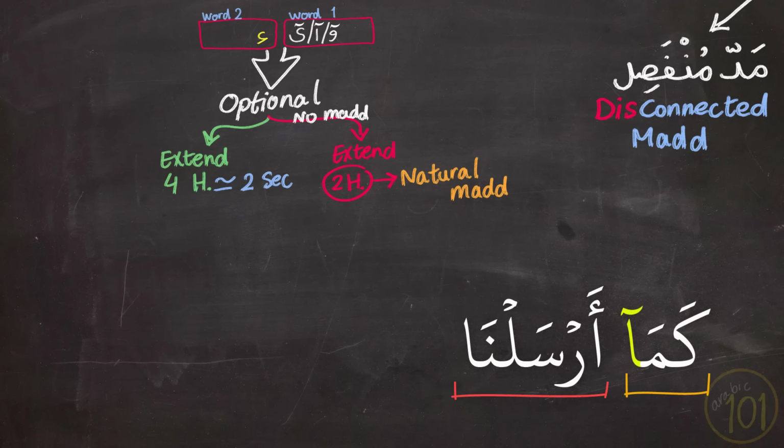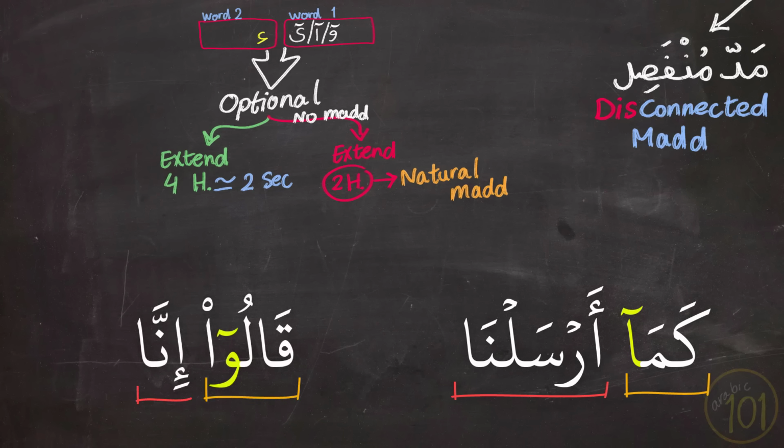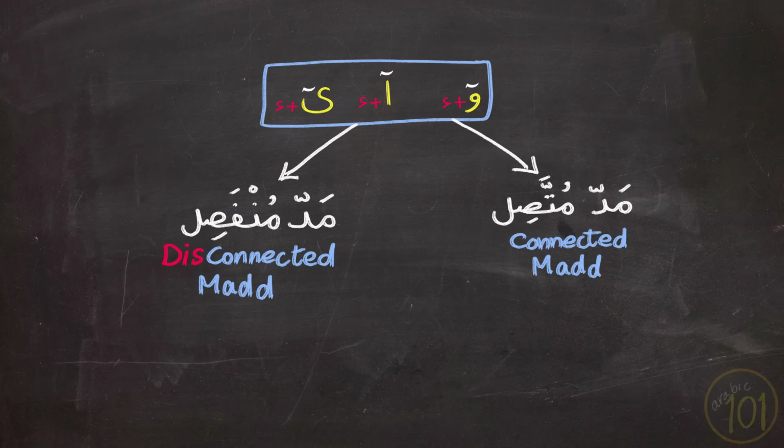كما أرسلنا، قالوا إنا. And if you choose not to extend it, the alif will normally get the natural med, and you would say كما أرسلنا، قالوا إنا.